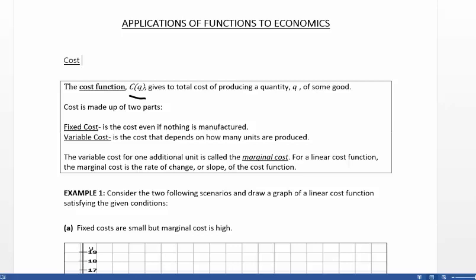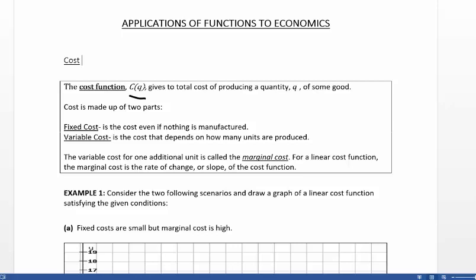So cost has two parts that are part of its full equation. One of the parts is called the fixed cost. Fixed costs are the costs that you're going to incur even if you don't make anything. So, for example, if you're going to open a company and you decide to buy a building in order to manufacture your goods, that's part of your fixed cost because you're paying for it before you even made anything.